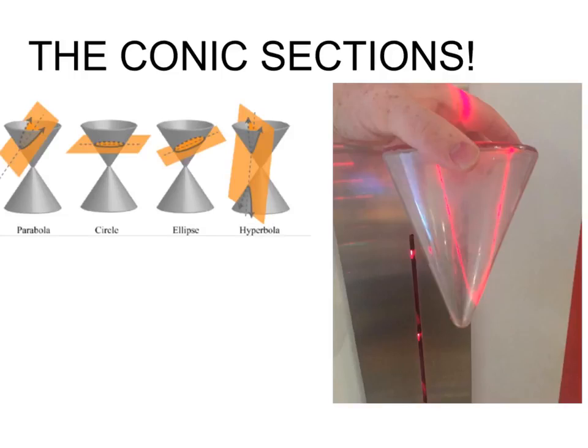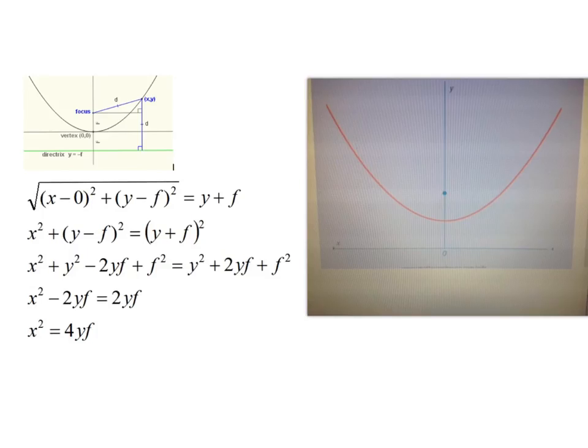Kind of slicing cones. These are the conic sections. I want to focus on parabolas to begin with, and I really want to focus on a couple of things: the focus, the directrix, the vertex, and what these things mean and what they do for us.